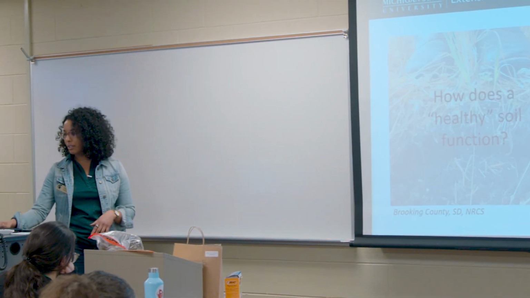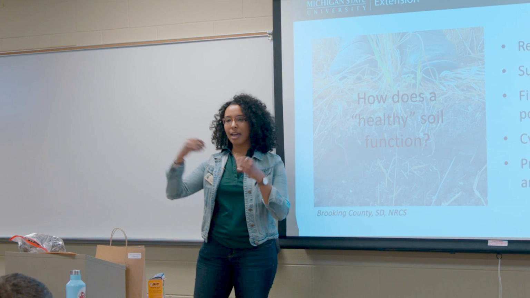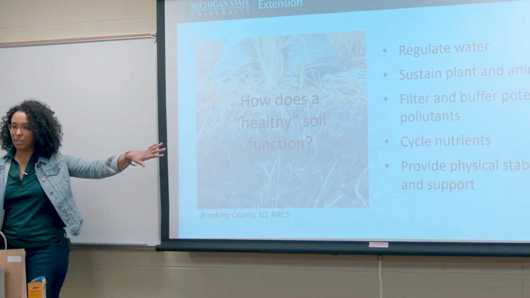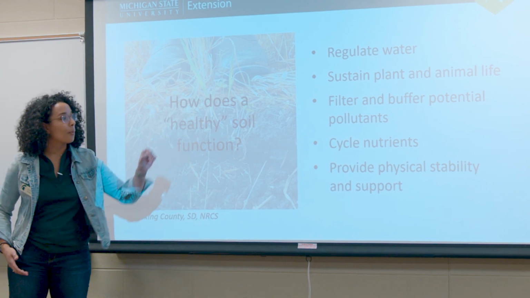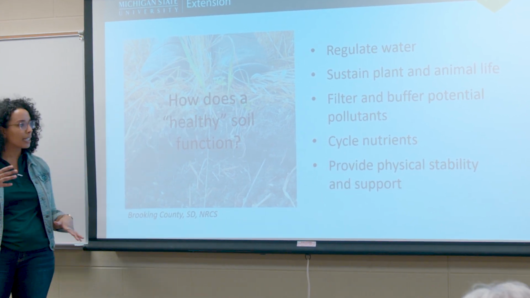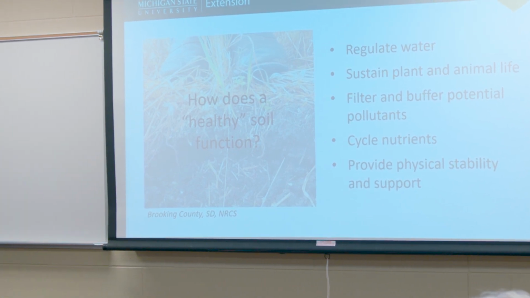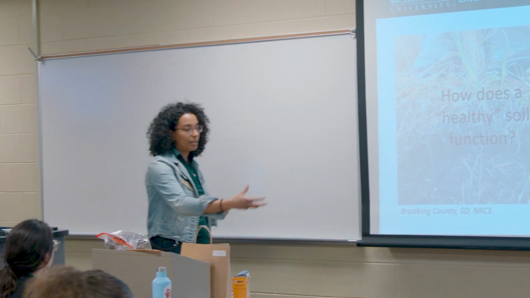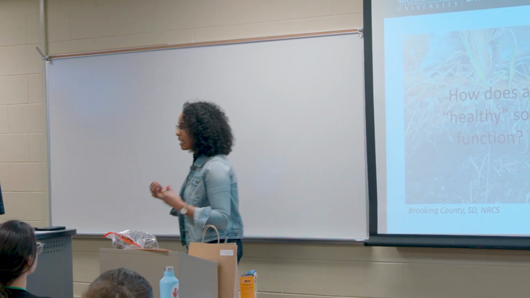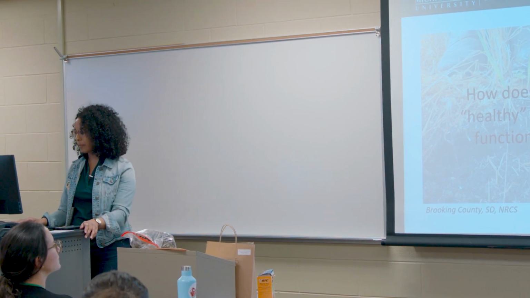So what does that look like in action? When we're talking about that, we're talking about how does a soil function, how does a soil act in the environment? So how does a healthy soil function? We're talking about regulating water, sustaining plant and animal life, filtering and buffering potential pollutants, cycling those nutrients, and then providing physical stability and support, right? So your soil is staying in place. So those are some of the functional characteristics of a soil.